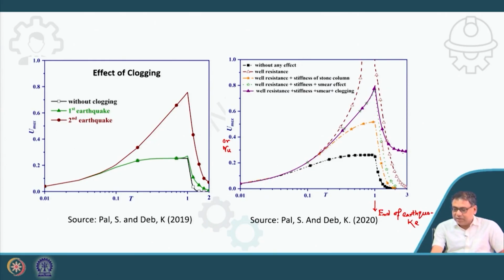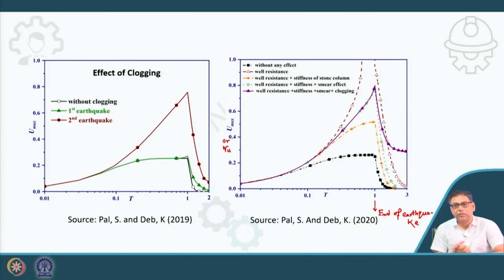It is not close to 0. It will reach close to 1, but it will take a huge time. So that means because of the clogging, your drainage performance will be reduced, but that will not make a significant effect during the earthquake, but it will make a significant effect after the earthquake, and it will basically increase the time to dissipate the pore water pressure if I consider the clogging.